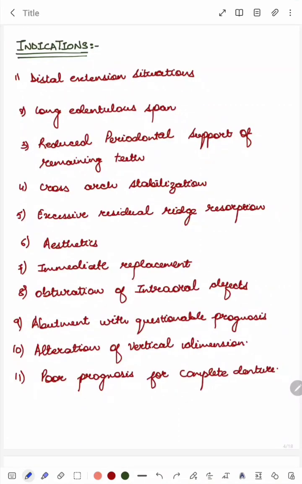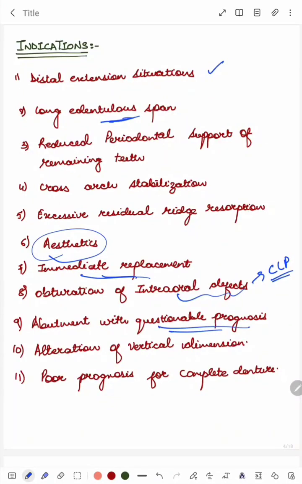Now the indications of the RPD, basically you know very well: distal extension situations, long edentulous spaces, or when we need aesthetic purpose, immediate replacement, obturation of intraoral defects such as cleft lip and palate, and abutment with questionable prognosis, excessive residual ridge resorption. But one of the indications is very important, that is cross arch stabilization.